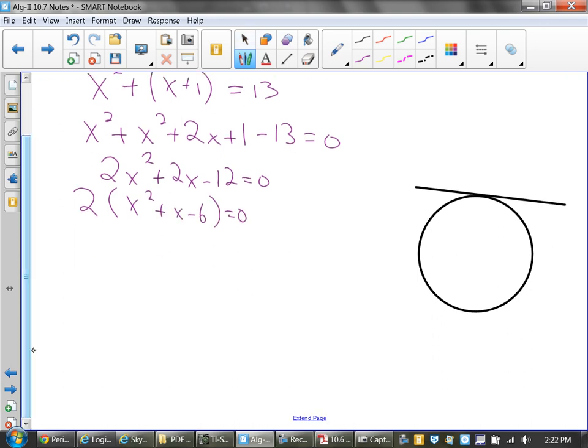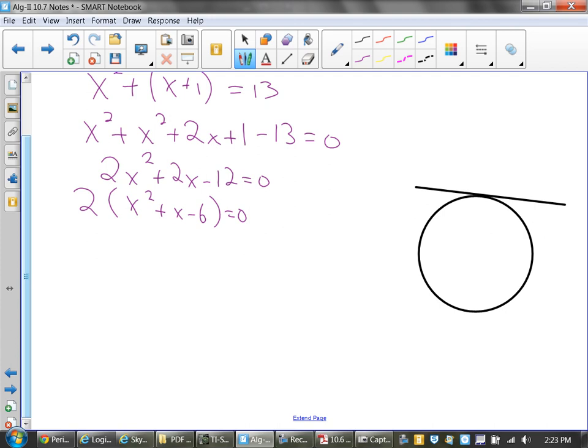Let me ask you this. When you are factoring, solving for zeros, and you factor out a constant, does it have any bearing upon the rest of the problem? No, it doesn't. So at this point, I could divide both sides by 2 to get rid of it, or I could just leave it there. Because what's 0 divided by 2? 0.